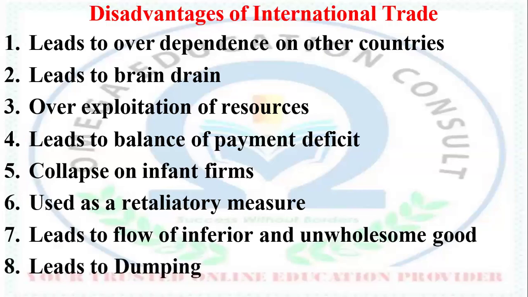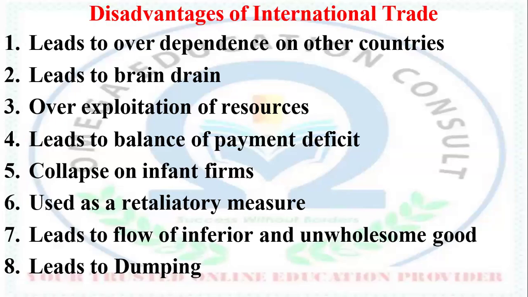Then other disadvantage is that international trade can also lead to dumping. Now, before I tell you what dumping is, let me tell you what dumping is not. Dumping has nothing to do with inferior products. Dumping has nothing to do with unwanted or unwholesome products. Dumping is an international trade practice, okay, in which a given country that has produced a given commodity at the same cost of the same quality sells that product to foreign countries at lower prices.